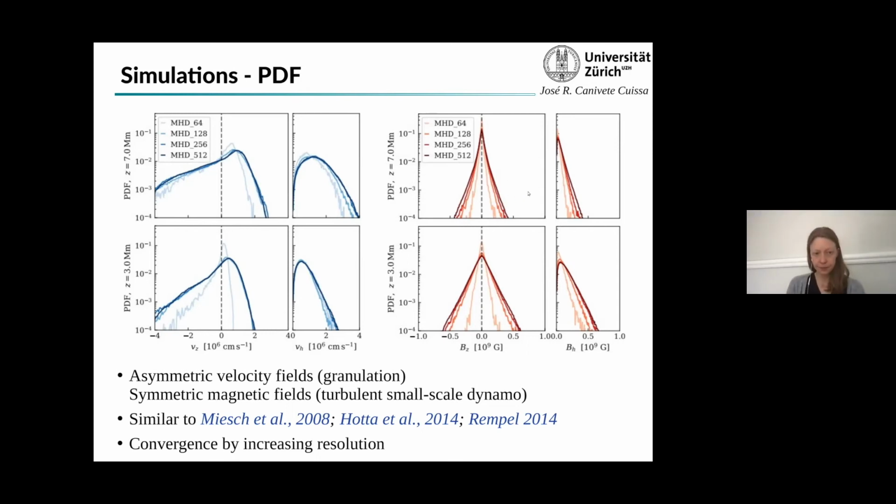While the magnetic fields are more symmetric, simply because they are generated through this turbulent small-scale dynamo, and therefore there is no preferential direction. These results are also quite similar to what we find in the literature for different convection zones. And we have a clear convergence of the results by increasing the resolution, as you can see from these plots.